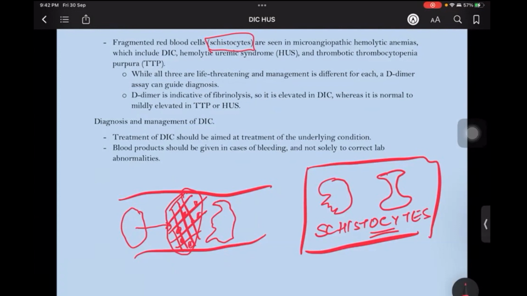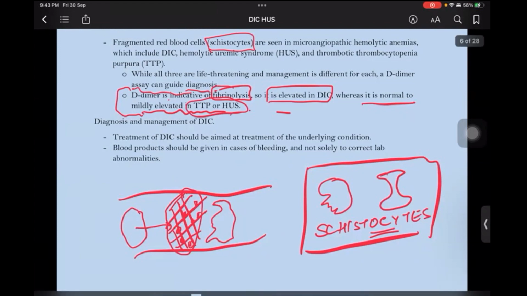So schistocytes are seen in any microangiopathic hemolytic anemia, which includes DIC, hemolytic uremic syndrome, and TTP. While all three are life-threatening and management is different for each, a D-dimer can guide the diagnosis. D-dimer is indicative of fibrinolysis, so it is elevated in DIC, whereas it will be normal or mildly elevated in TTP or HUS. So D-dimer, by itself, can differentiate DIC from TTP and HUS. We've already discussed the diagnosis and treatment of DIC.